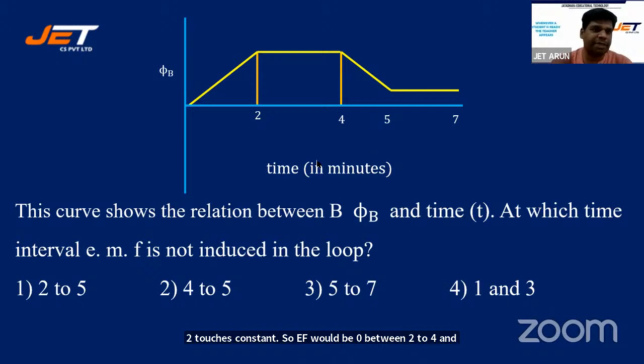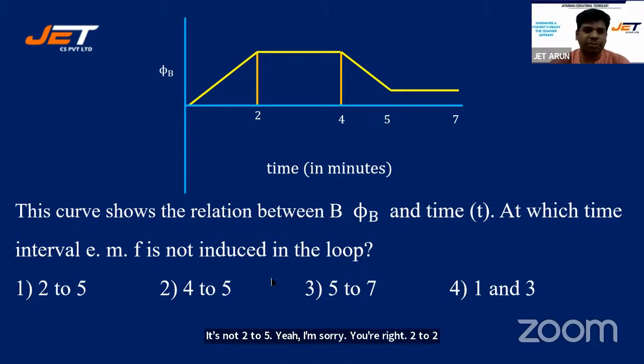Ria, you're absolutely right. Others have chosen option 3, that's correct, but option 1 is also right. It's not 2 to 5. Yeah, I'm sorry. You're right, 2 to 5. All right. 2 to 4 and 5 to 7. So option 3 is right. Option 3 is absolutely right, students. Yes. Ria, that's 2 to 4 and 5 to 7. That's absolutely right. Good. Excellent.